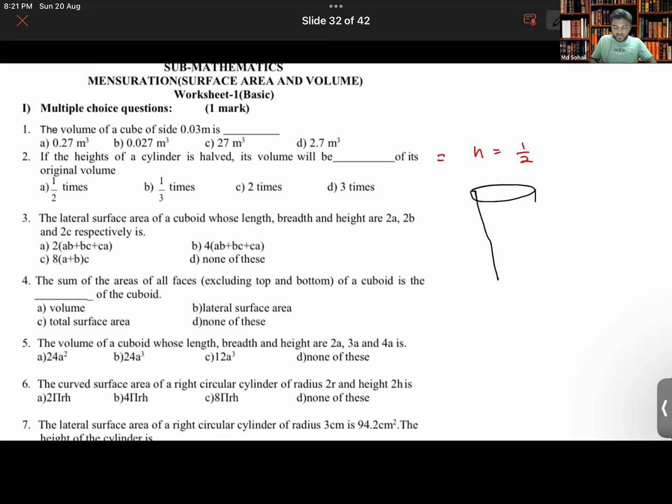Earlier, this was the height. Now I have halved it. What would be the effect on the volume? Its volume will be how much of its original volume?